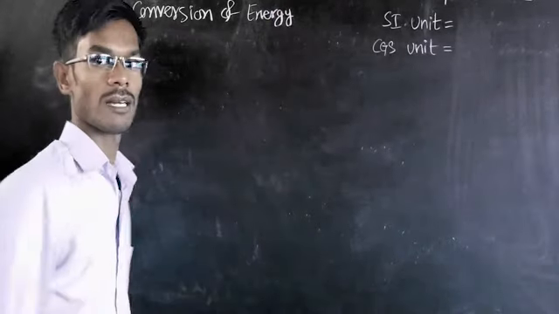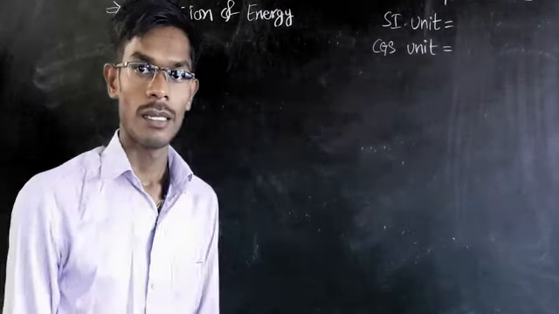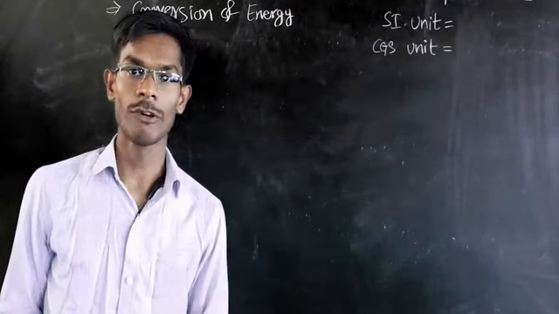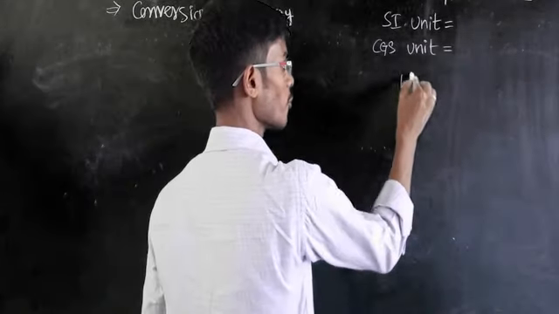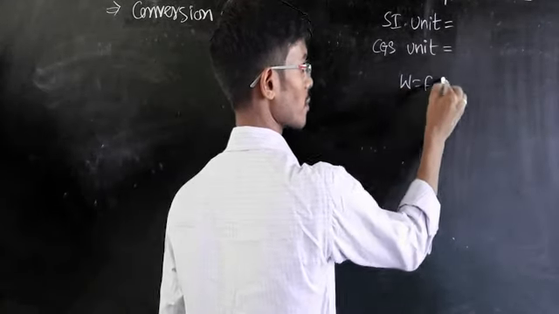And what is work? Whenever you are applying a force, if the object is able to change its displacement or position from one place to another place, then we can say that the work has been done. So work done is equal to F into S. Force unit is what? Newton. And the displacement unit is meter.